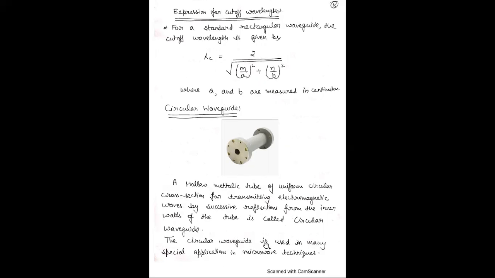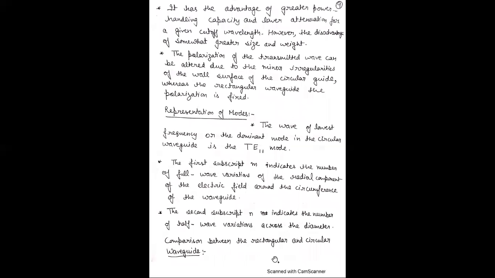The circular waveguide is used in many special applications in microwave techniques. It has the advantage of greater power handling capacity. The power handling capacity of circular is higher, and it has lower attenuation for a given cutoff wavelength. However, the disadvantage is somewhat greater size and weight. What is its disadvantage? Its size is bigger and weight is more.